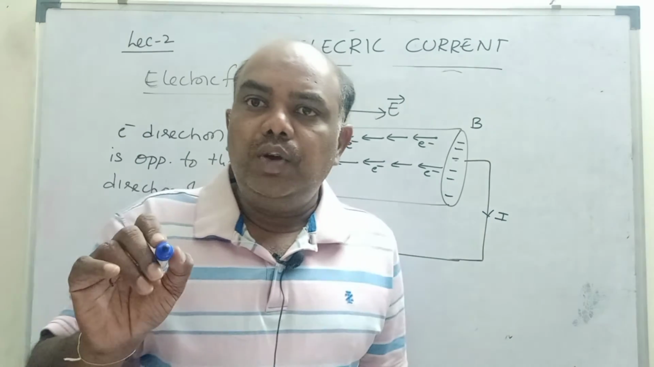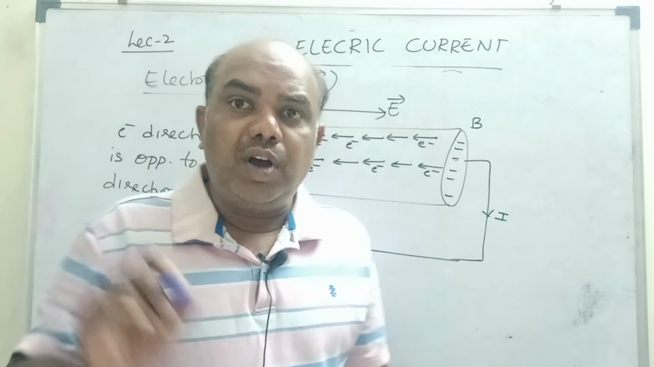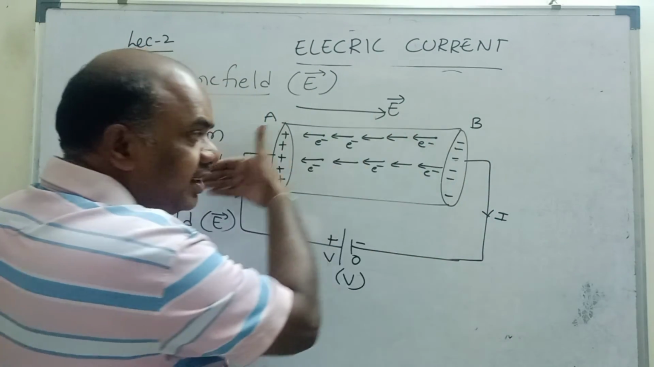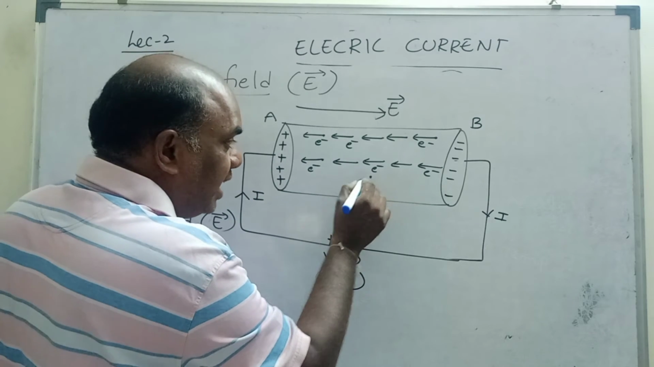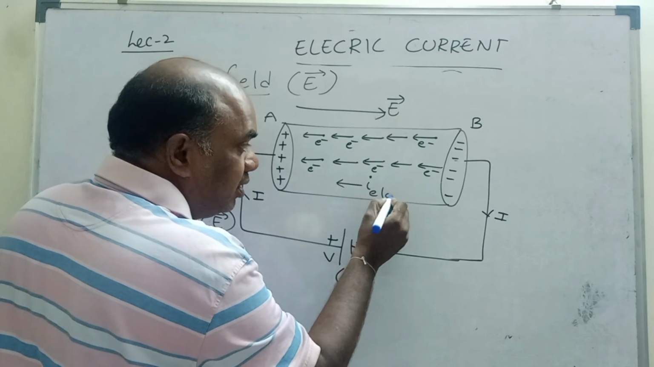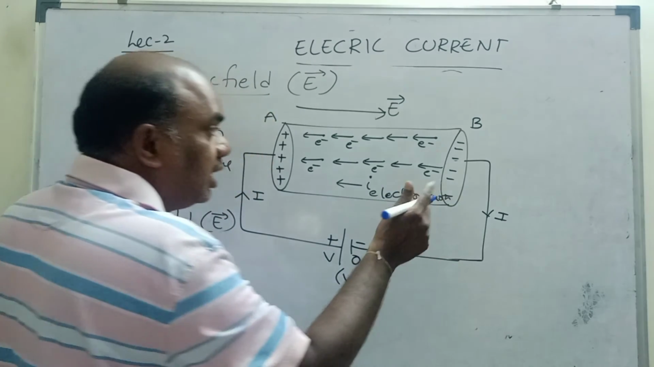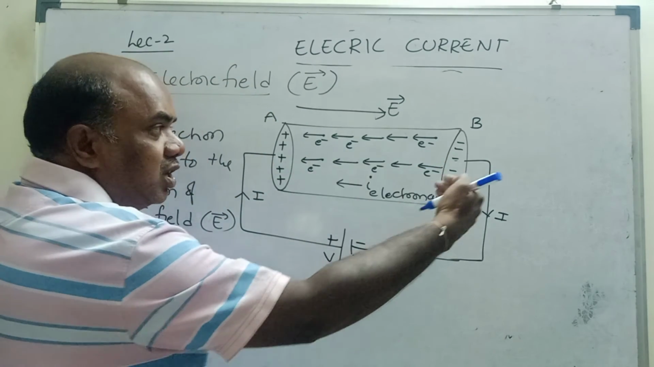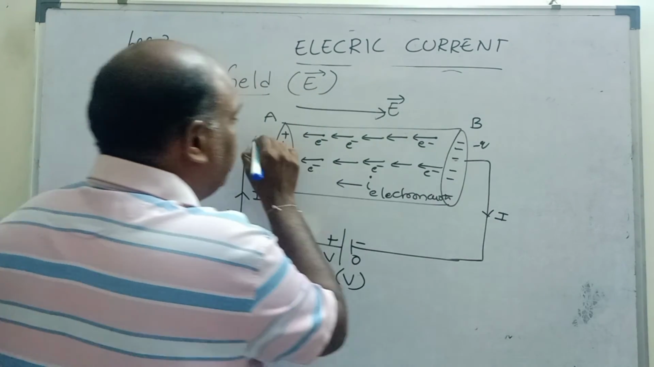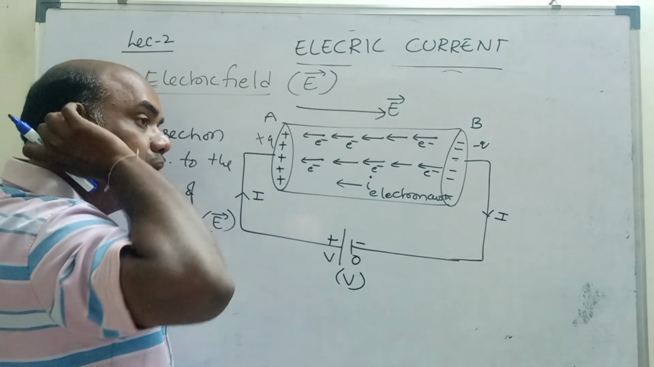But we know that current is the rate of flow of charge. Charge is nothing but the flow of electrons. The electrons are flowing in this direction, which means the current direction should actually be like this. This is called electron current. Electron current is the electron direction from the battery's negative terminal to the positive terminal. This is negative charge, this is positive charge. Actually, the current direction should be from B to A.